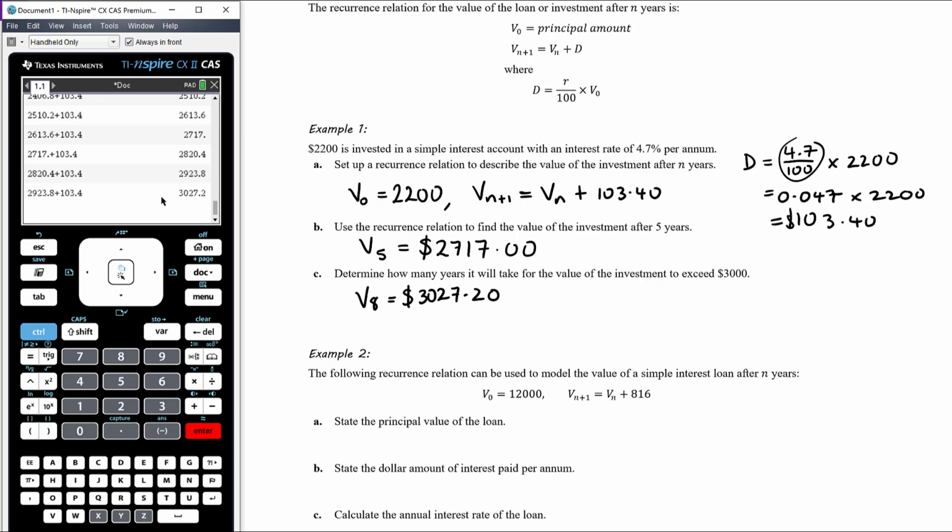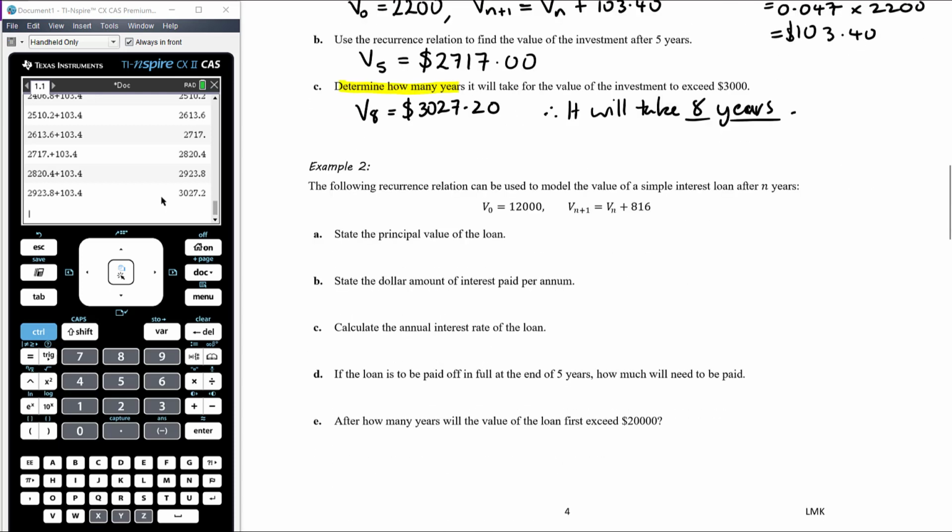So V8 is $3,027.20. Make sure that you answer the question to determine how many years it will take for the value of the investment to exceed 3,000. It's not sufficient just to write this down. You've got to answer the question, and so therefore it will take 8 years. So 8 years for the value to first exceed $3,000.